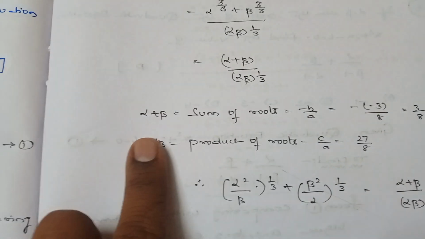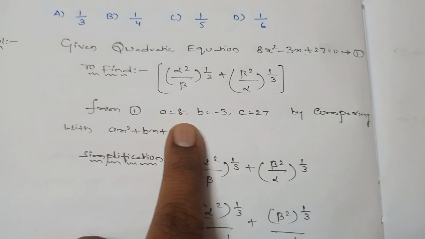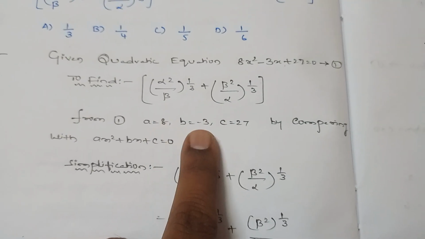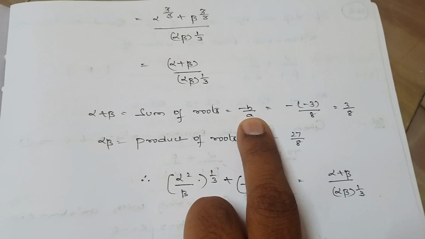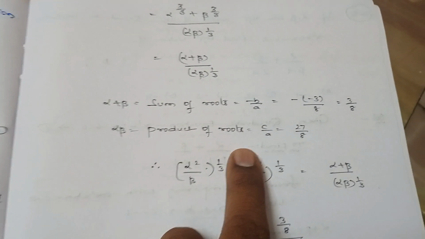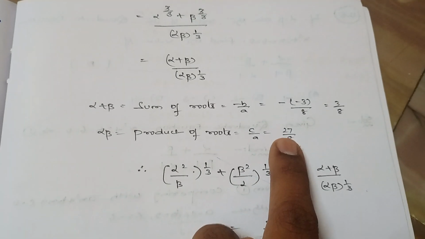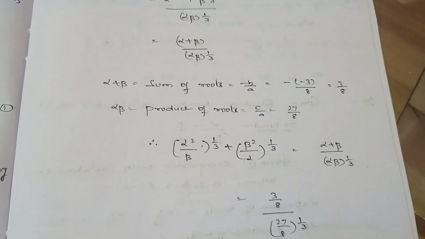Now find the value of the sum of the roots. What is alpha plus beta from the given equation? It is minus b by a, that is minus of minus 3 by 8. But already it was minus, we get 3 by 8 guys. So what is alpha beta? That is the product of roots, we get c by a, that is 27, that is the constant value, by 8, that is the coefficient of x square.